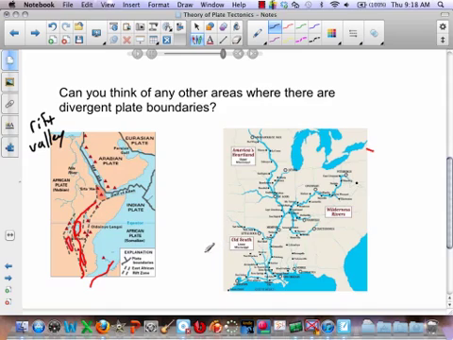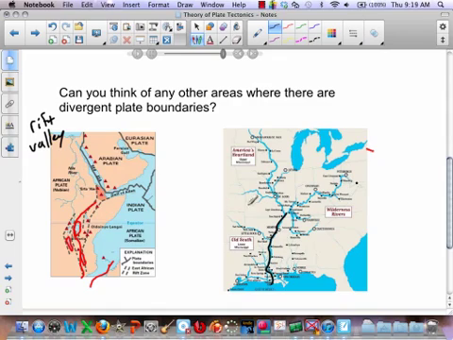Other places you can find them, remember we talked about the Mississippi River? This is an old divergent plate boundary. Very, very old. It dates back prior to Pangea. This is a very, very old rift. And basically what happens is the land underneath the river actually sinks down. And that's why the river basically takes over that basin. Remember, because the river is going to go to the lowest point.